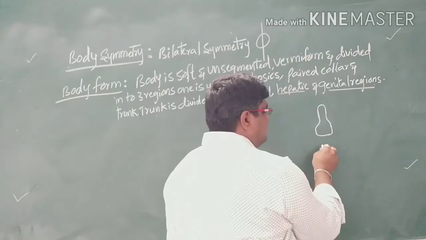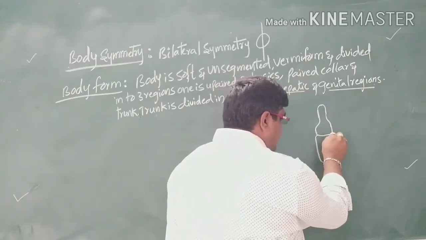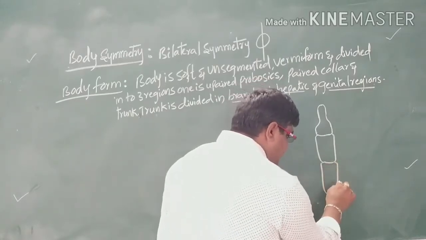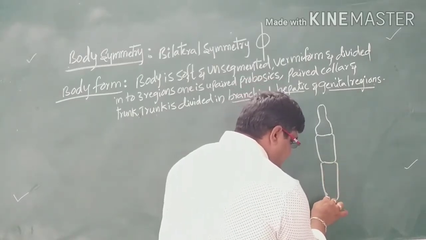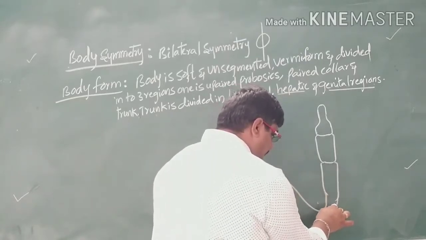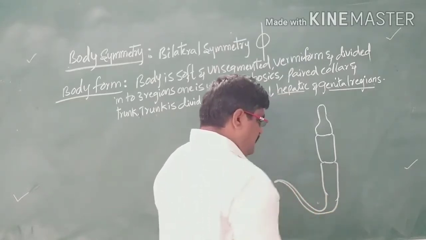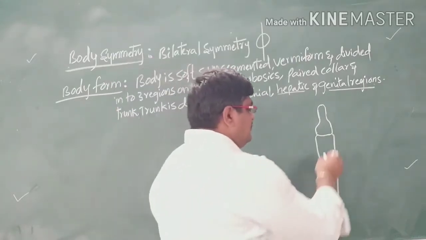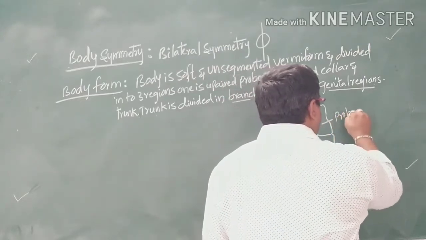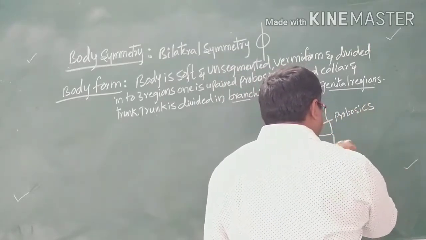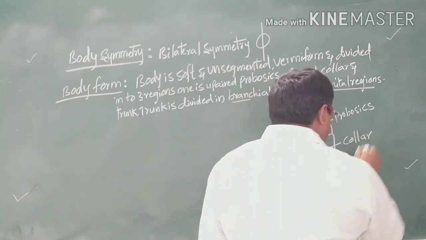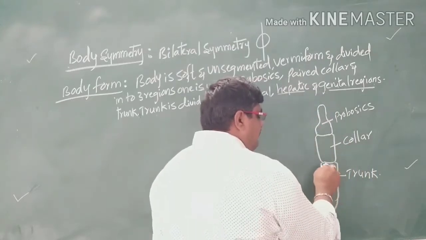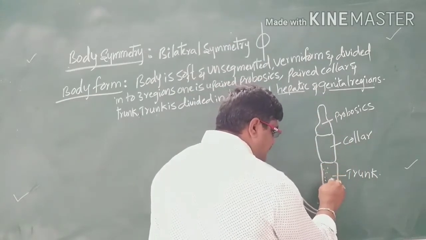This is called the proboscis, this is called the trunk, and this is called the tail. So here the body is divided into 3 regions: the proboscis, the collar, and the trunk. Here again the trunk has different regions.